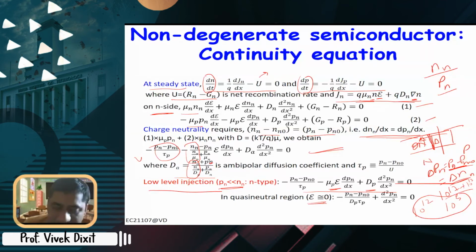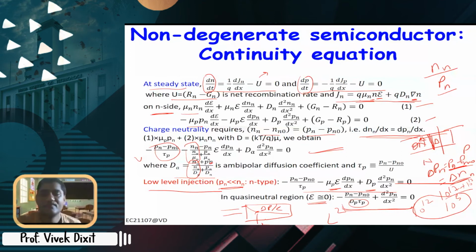And in the quasi neutral region, of course, the electric field is almost zero, so you can remove this term. You just have this diffusion equation, and this we have already solved. You can recall when we discussed injection of carriers in a bar, and we wanted to find out how the profile looks. This is the same equation: d2p by dx square is equal to delta p by D tau, which is basically L square, the diffusion length. So of course you don't have to go through this derivation. This is just to show you there's a formal procedure, but you can also directly write it for the quasi neutral region.